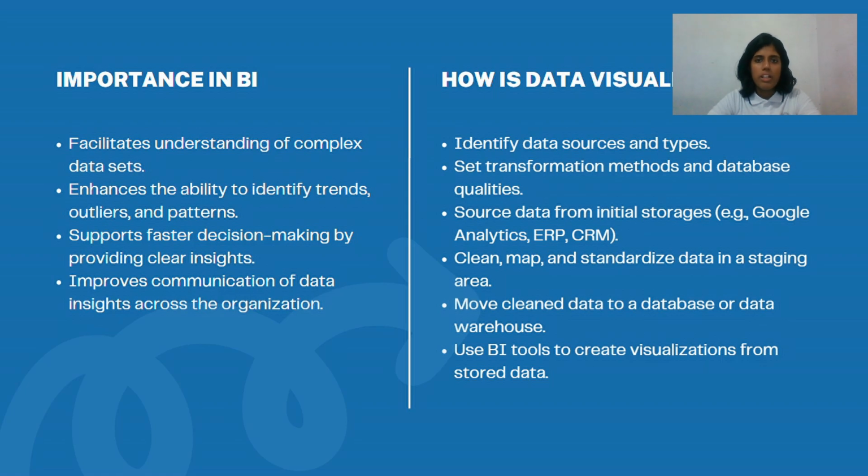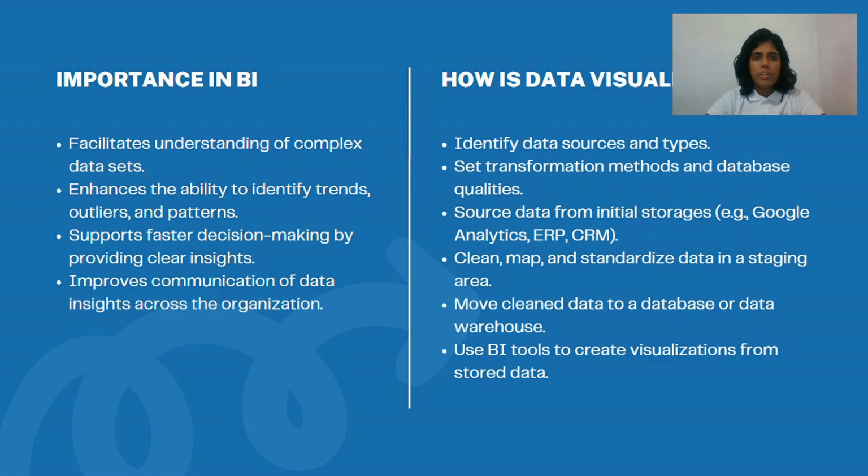To visualize the data in BI, follow these steps. First, identify the data source and types, then set the transformation method and data qualities. Source data from initial storage like Google Analytics, ERP or CRM. Clean, map and standardize the data in the staging area. Next, move the clean data to a database or data warehouse. Finally, use the BI tool to create the visualization from the stored data. This process ensures that the data is properly prepared and presented in a way that is both accessible and actionable.